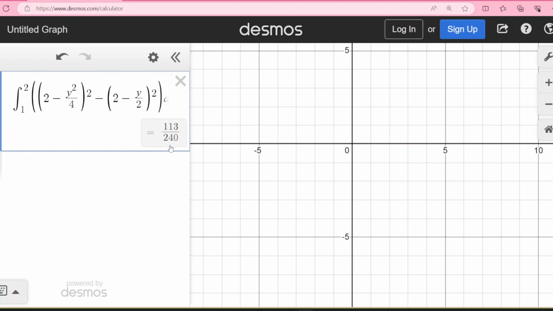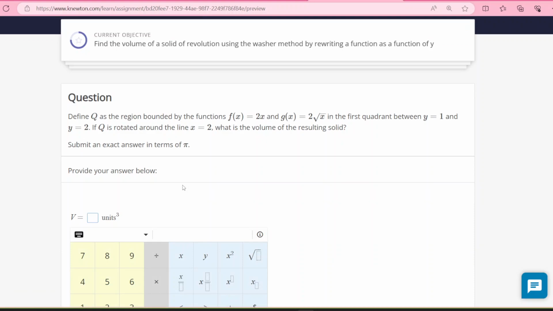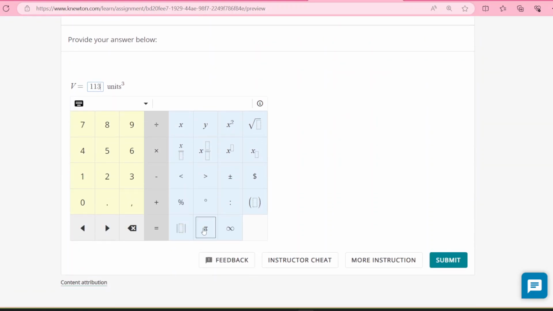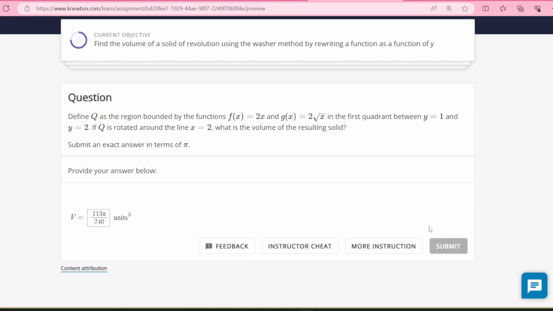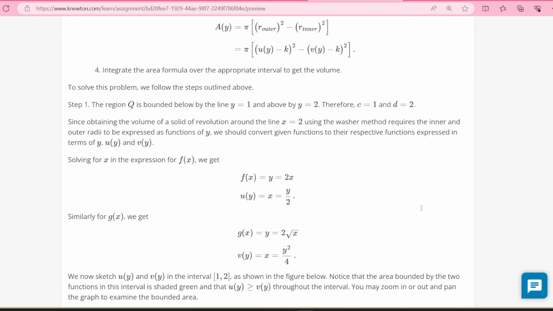Right, so it's 113 240ths times pi. And again, just double checking to make sure I typed everything correctly. Yes, all right, so 113 pi over 240. So that'd be the volume of the shape created. That should be good. Great. And that should be it for the assignment.